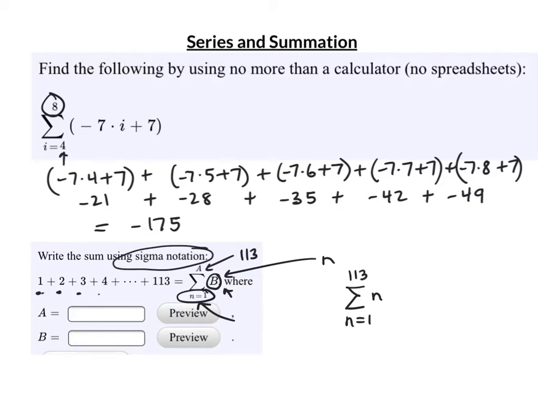So this is 1, and then I plug in 2, and then I plug in 3, and then 4, and I keep going until I get up to 113. So your A is n, and your B is 113, and your expression is the n that you're plugging those numbers into.